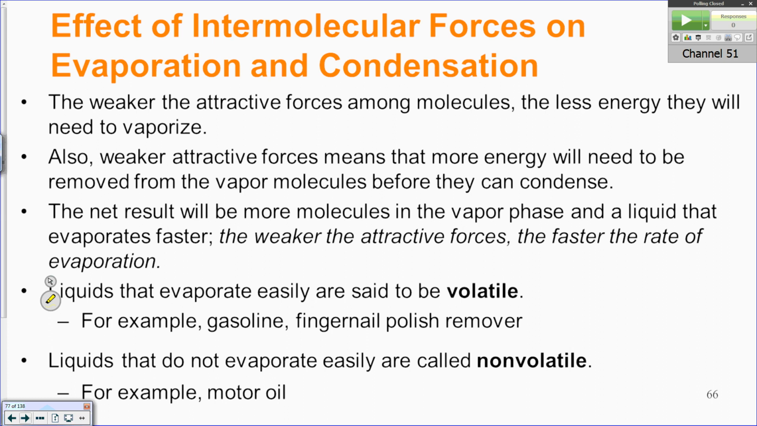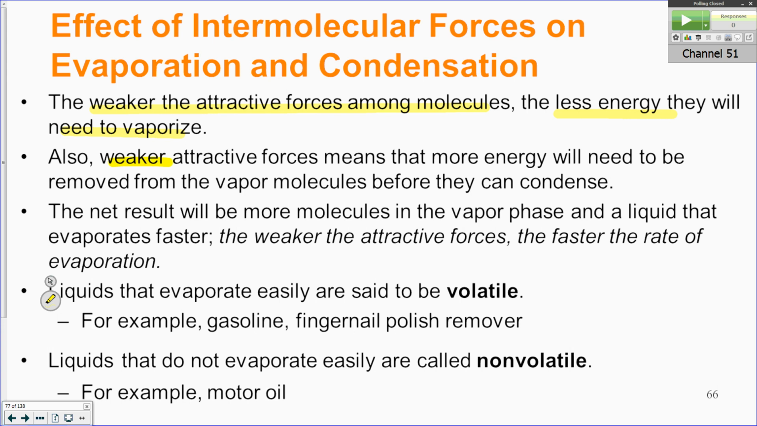Where the intermolecular forces play a role is that the weaker the attractive forces between the neighboring molecules, the less energy it takes to escape. So it's a direct relationship with the strength of these intermolecular forces. We talked about how it affects things like viscosity last week. So now we can take that same type of thing and apply it to the process of condensation and vaporization.